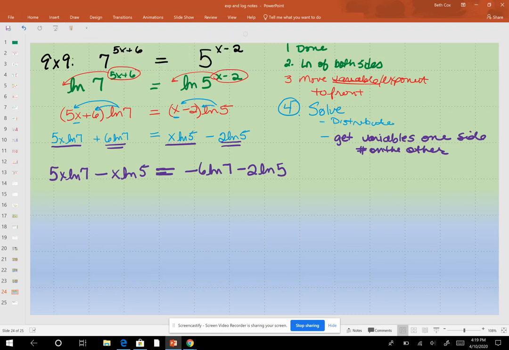Okay, so now here comes a little trick that we haven't ever done before. These x's, we've got to combine as like terms. So in order to do that, we're going to technically factor out an x. We're going to factor out an x, and that's going to give me x times (5 natural log 7 minus natural log 5). And I'm not going to do anything to the other side of the equation.